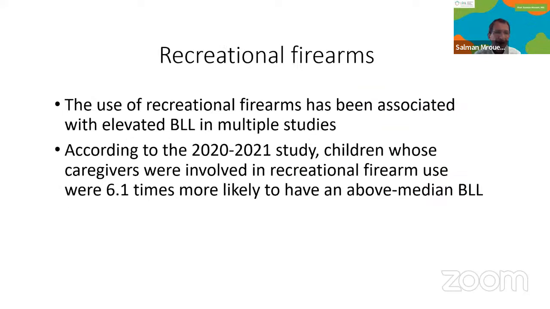Finally, recreational firearms. This is something that the other speakers did not mention, but a number of studies have shown that exposure to recreational firearms has been associated with elevated blood lead levels. And according to our most recent study, the 2020-2021 study, children whose caregivers were involved in recreational firearm use were 6.1 times more likely to have an above median blood lead level. So this is something that one should talk about, now that people have been talking about banning firearms. This is one factor one should consider.